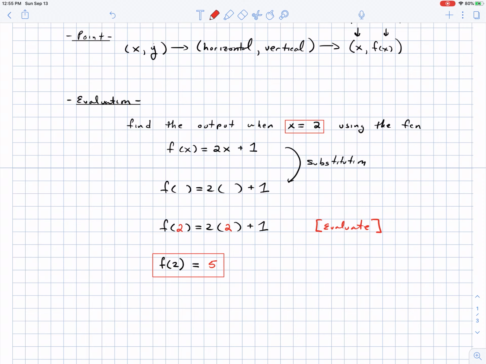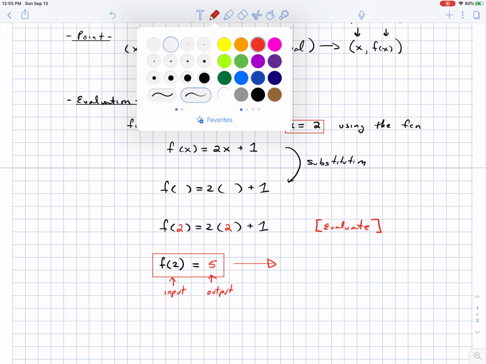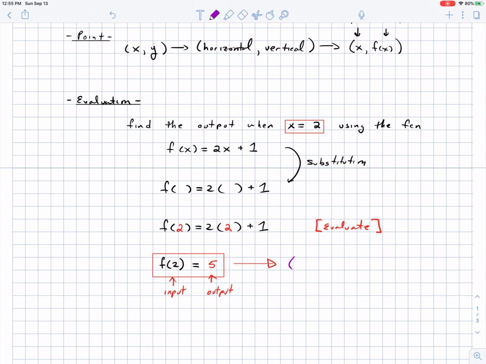So the power of this notation is very important because it tells us our input and it tells us our output. So it actually tells us our point, which is 2, f of 2, which is, in this case, 2 comma 5, because f of 2 is 5. So that's how you do a basic evaluation.